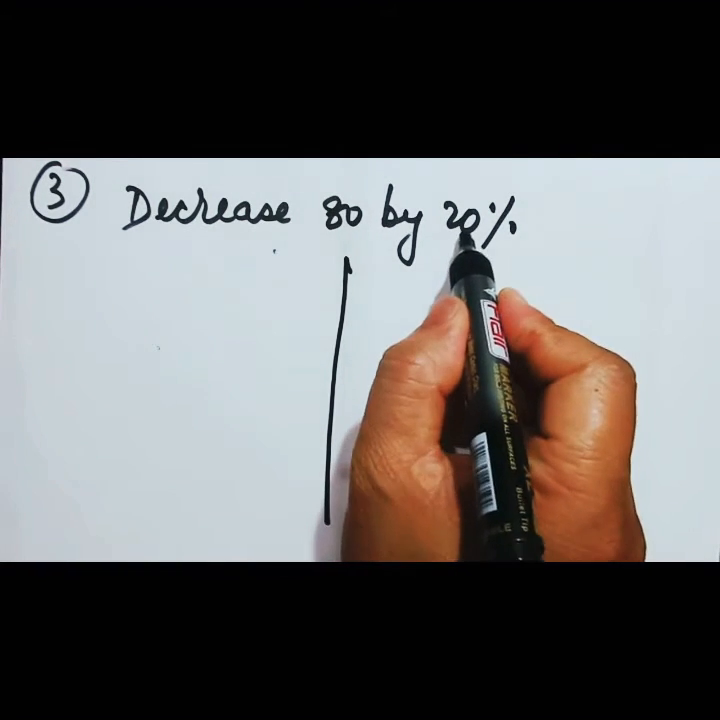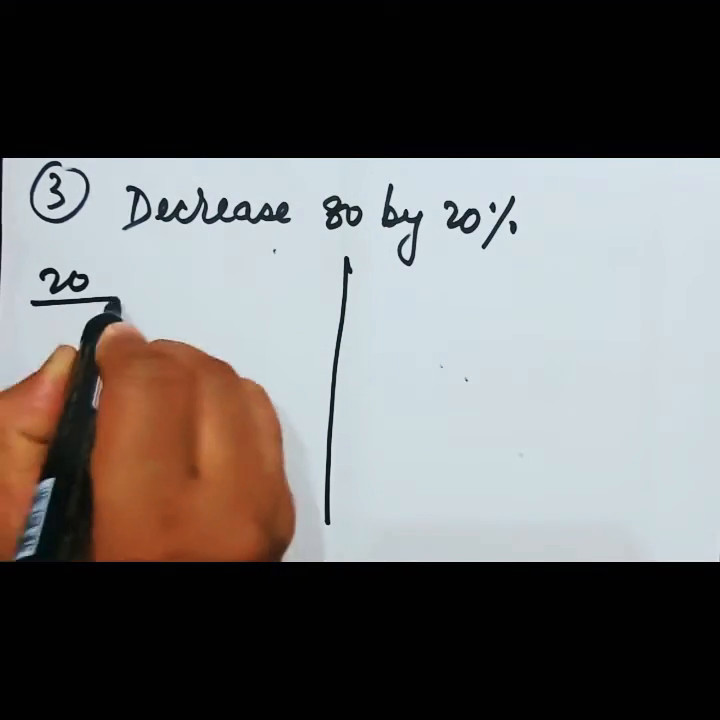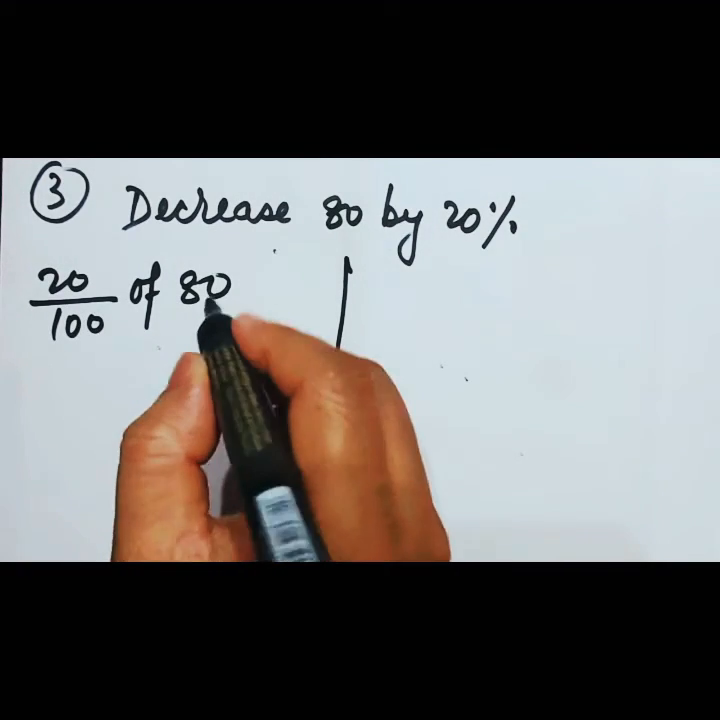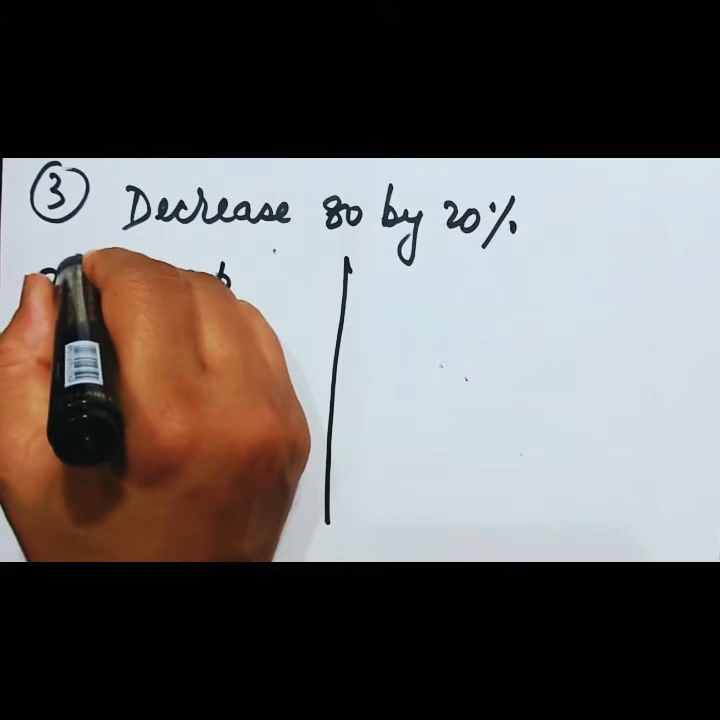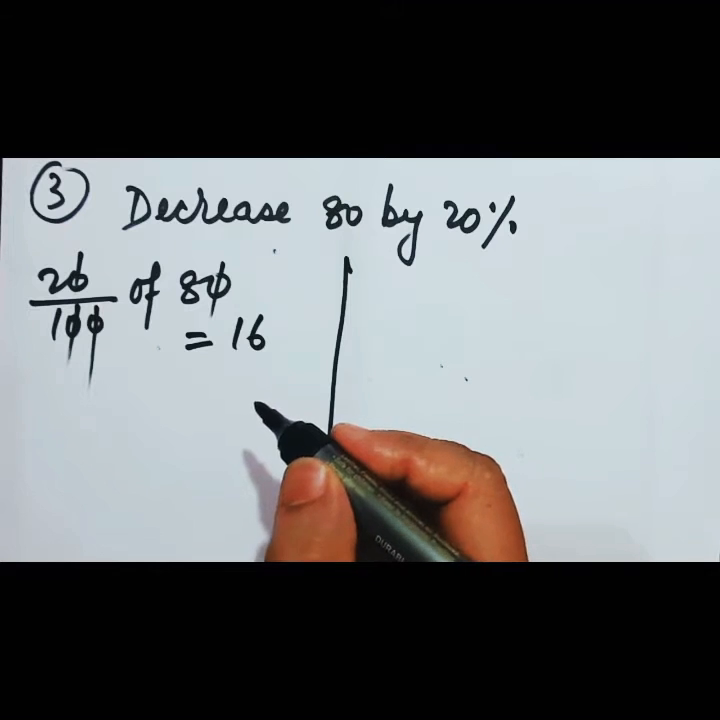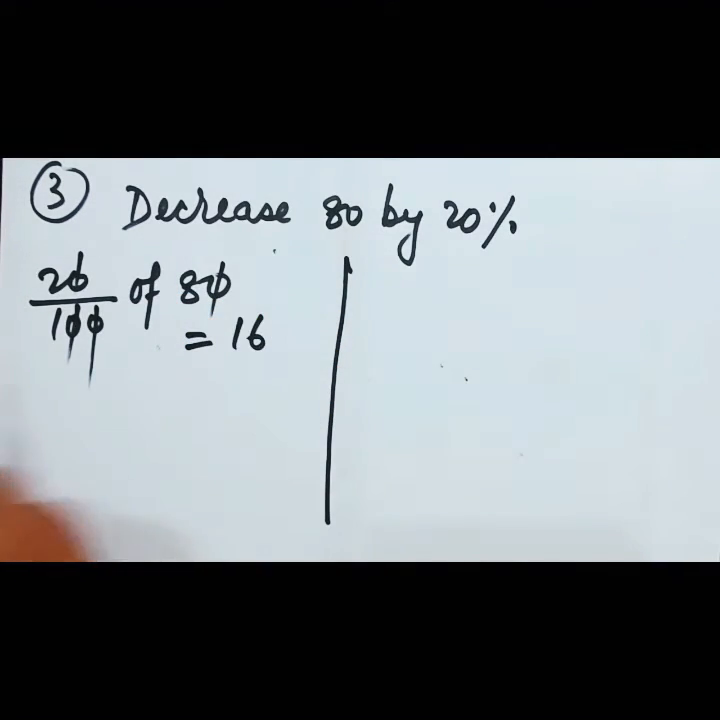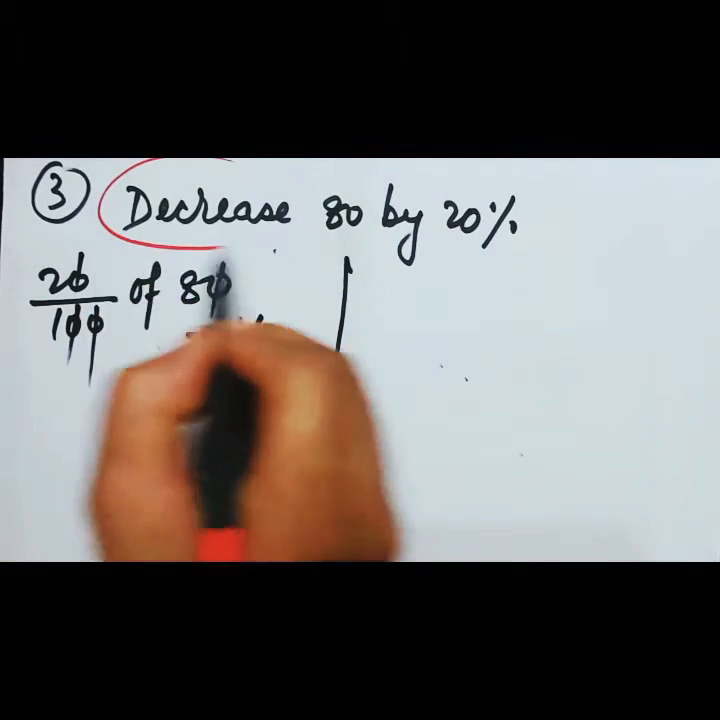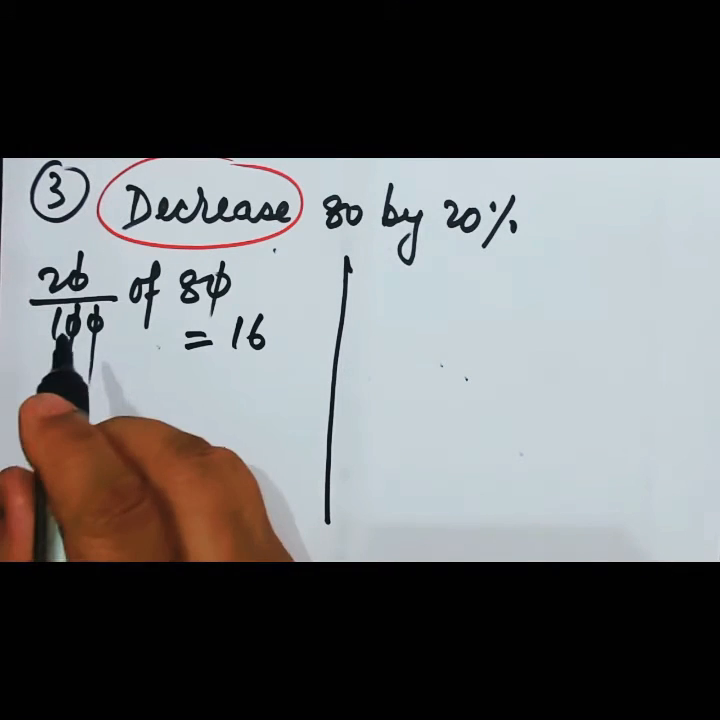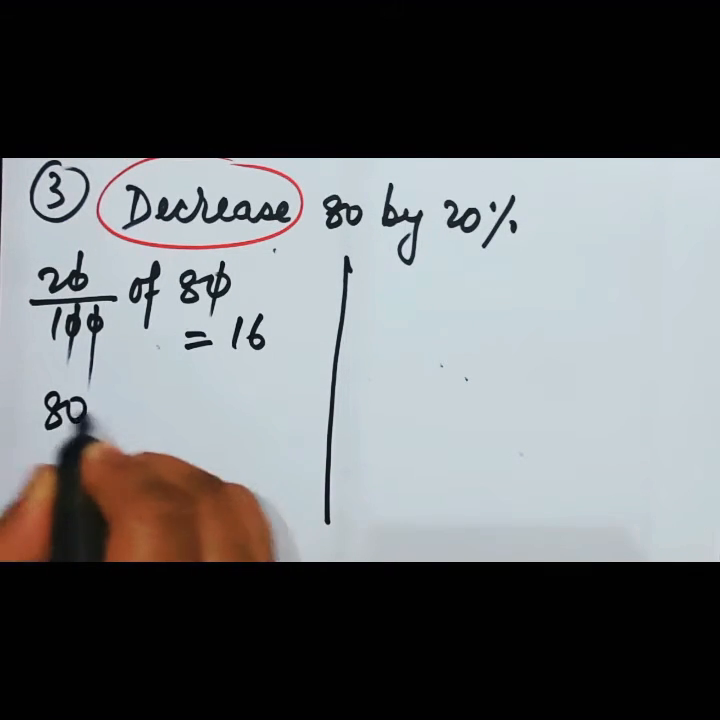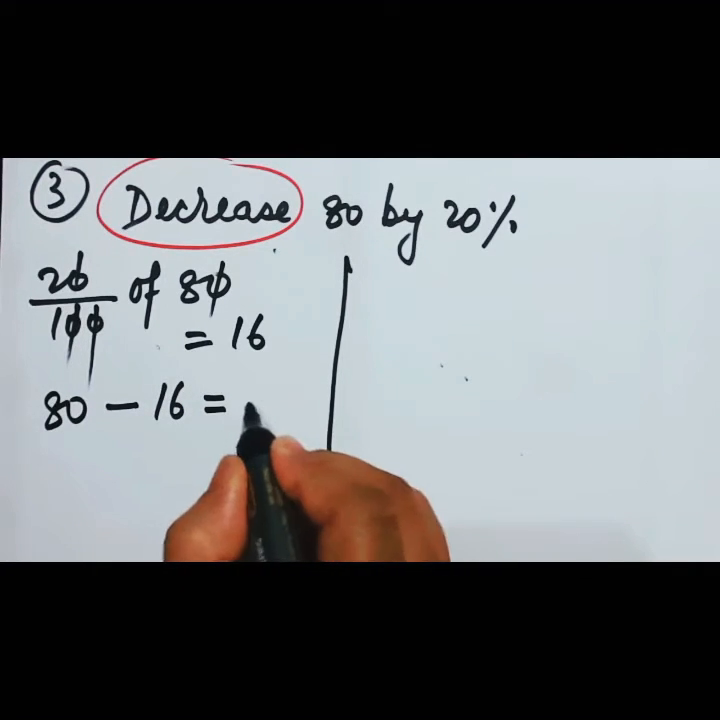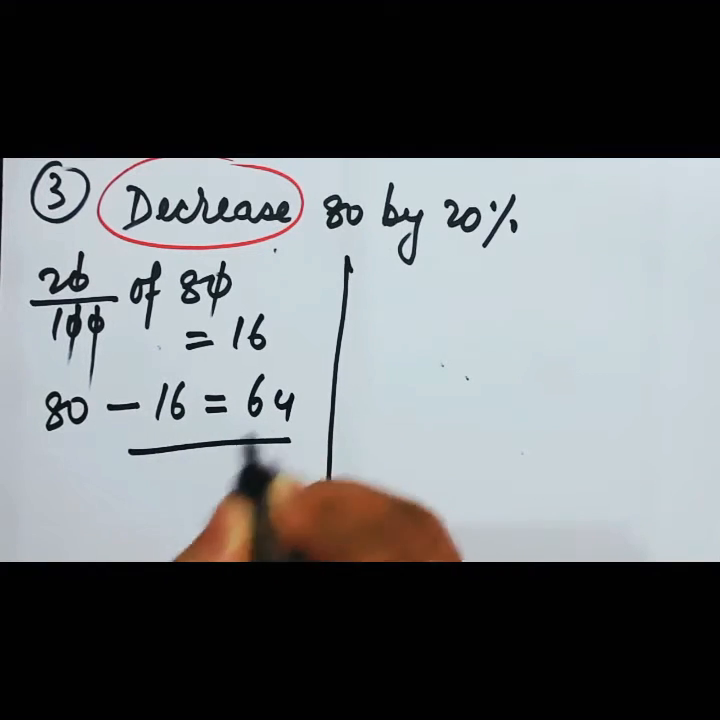Here we will be finding 20% of 80. The 20% of 80 will be equal to 16. Now since you are decreasing the value, remember that you have a decrease, so do not get confused between decrease and increase. We will be subtracting the 16 from 80. So 16 subtracted from 80 will give you 64 as your solution.